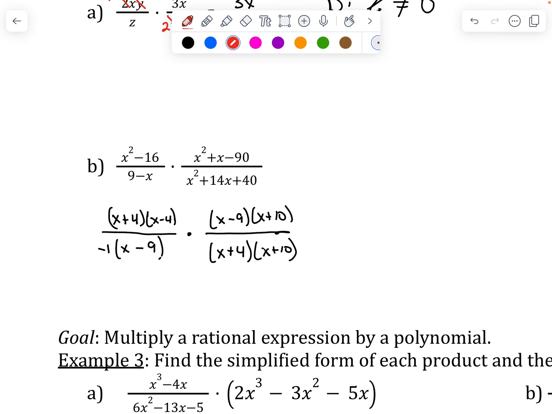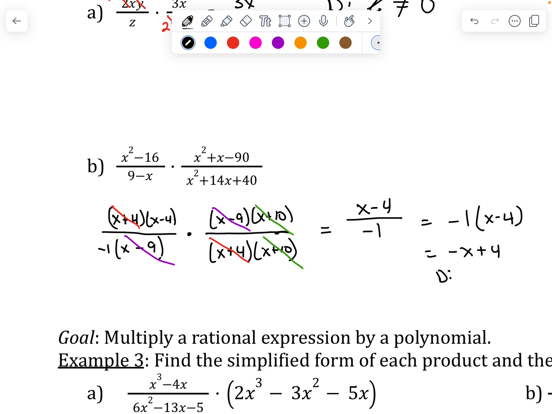So I'm going to go through, see what I can cancel. I have an x plus 4, that's gone. X minus 9, gone. X plus 10, gone. Left over, x minus 4 over -1. You could rewrite this if you really want to. Doesn't really matter.